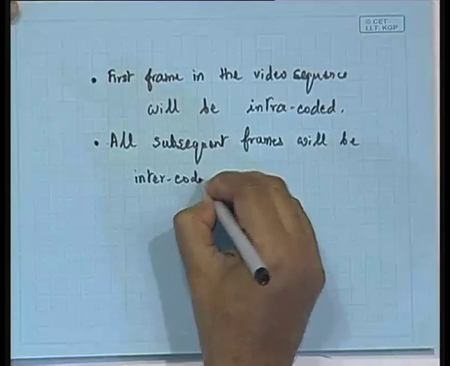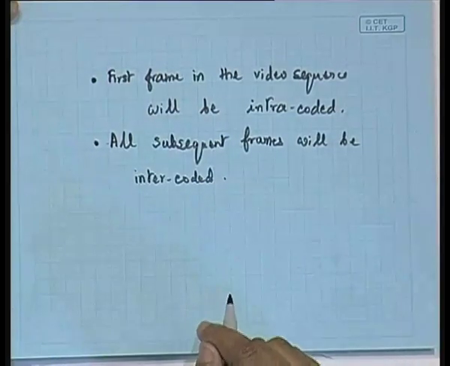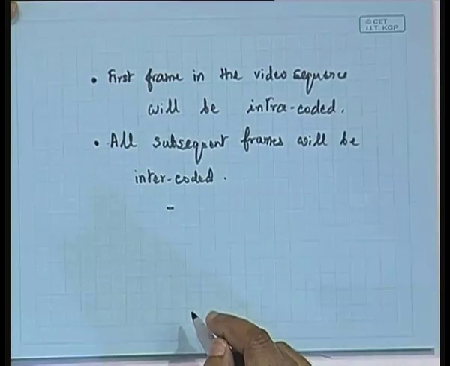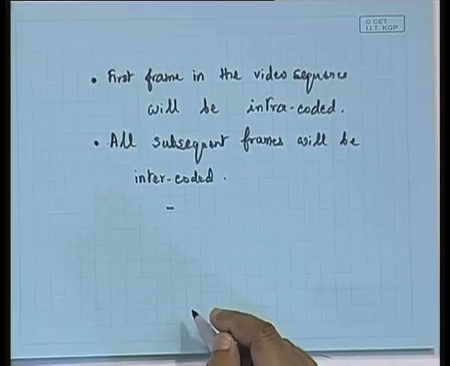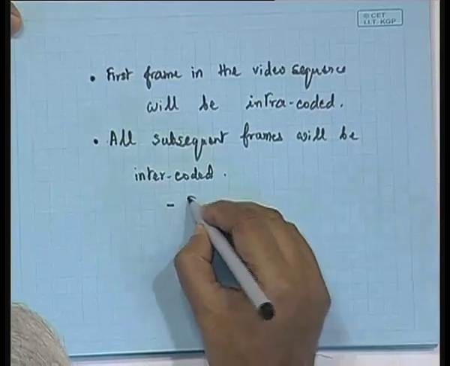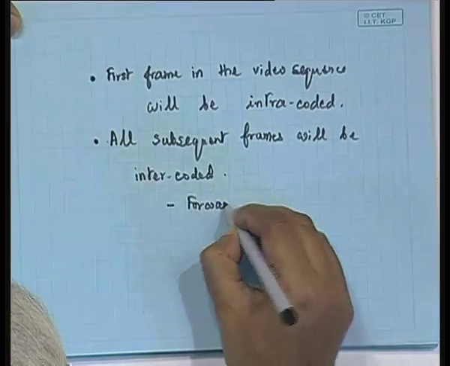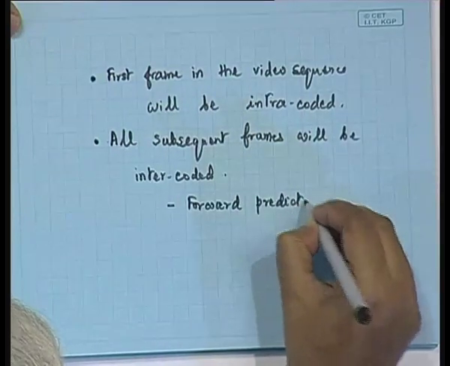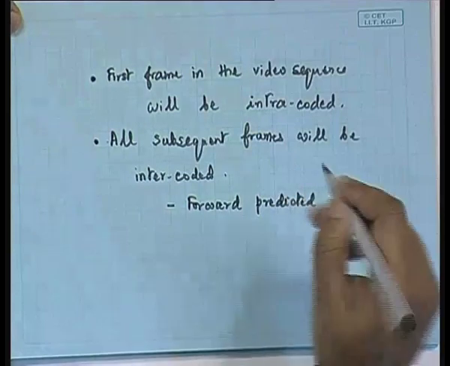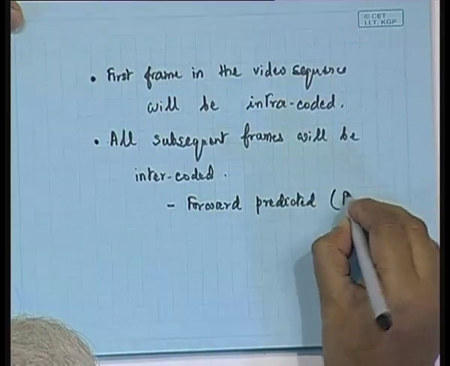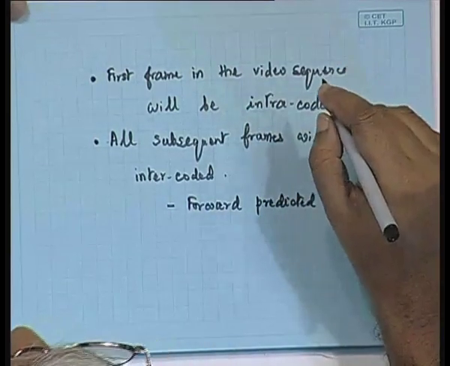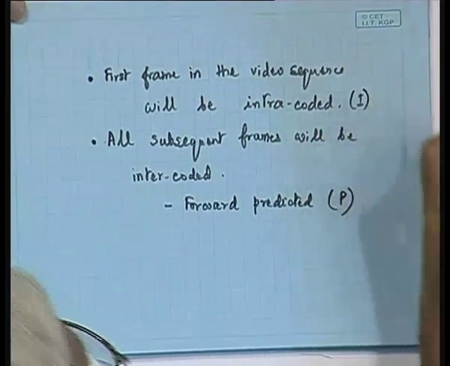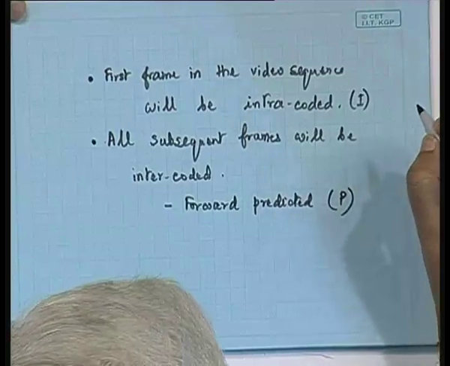Now, whenever we are doing inter-frame coding, one can use forward prediction, backward prediction, or bidirectional prediction. Whenever it is forward predicted, using the past reference, forward predicted frames are referred to as P frames. Intra coded frames are referred to as I frames, okay.